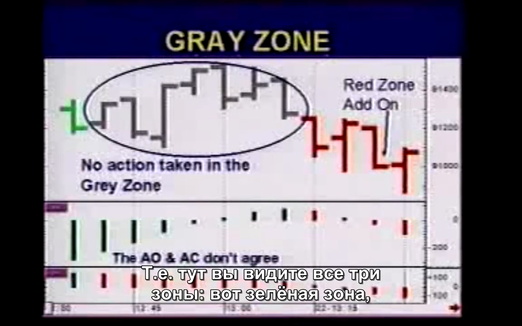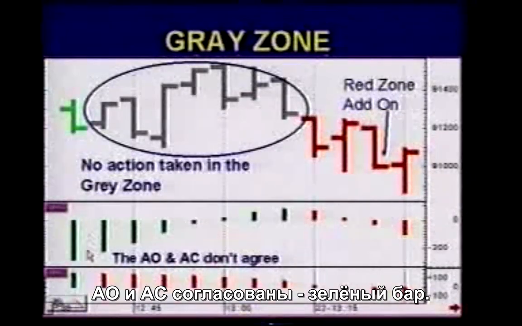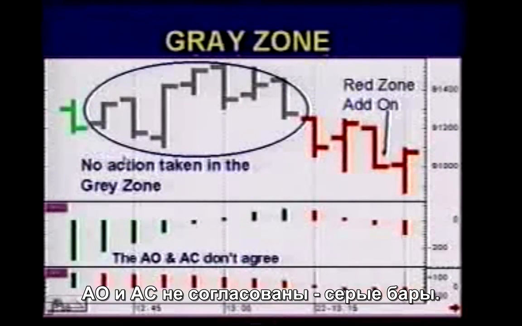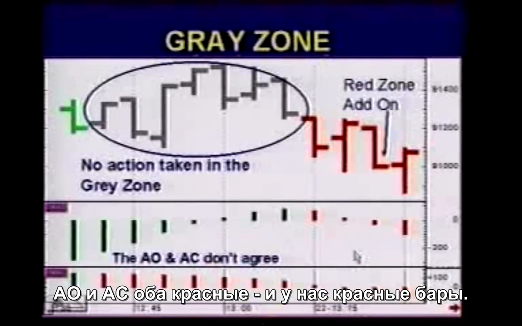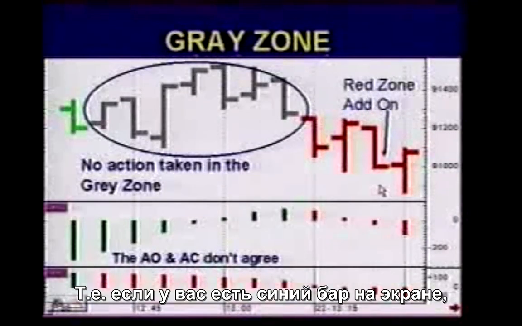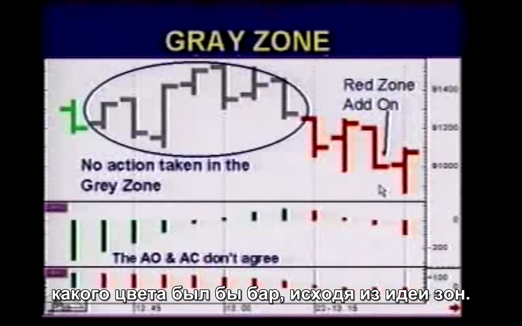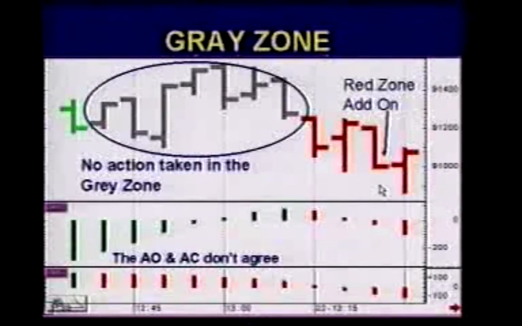So here you really get a picture of all 3. We have one green zone here, we have the gray zone, and then of course we have the red zone. So AO and AC agree, green bar. AO and AC don't agree, gray bars. AO and AC agree, red, we have red price bars. And remember, the squat bars take precedence, so if you have a blue bar on your screen, you'll simply have to go down and look at the AO and AC to see what color the bar would be, what zone it is.